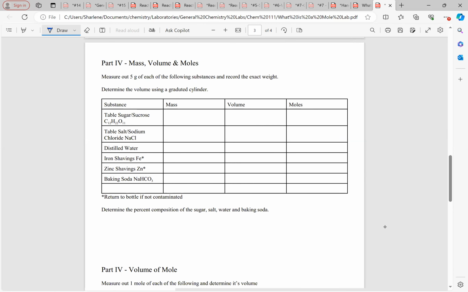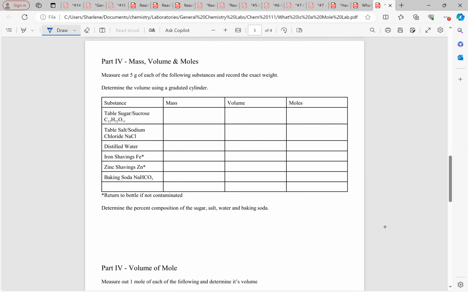All right. Here we're just going to look at some different compounds. So what is the mass, the volume, and the moles? How are they related? So you're going to weigh out 5 grams of each of these, and then any extra if Corey decides to give you some extras. So table sugar, which is sucrose, table salt, which is sodium chloride, some distilled water, and there's some iron shavings, some zinc shavings in the stock room. And then, there's some baking soda.